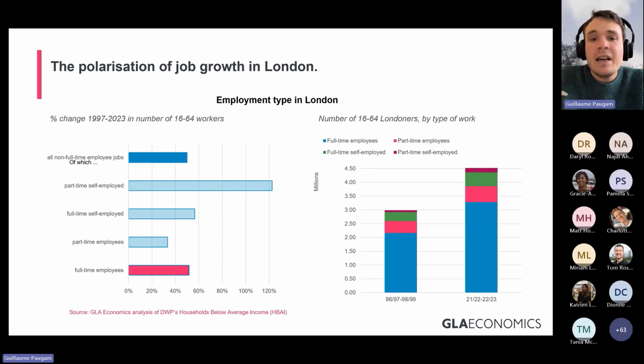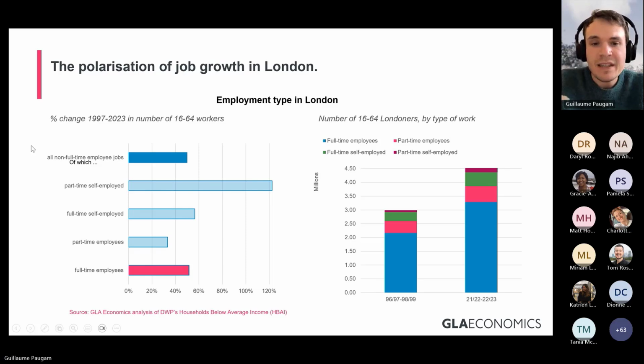Maybe a worrying trend here is that the category that has risen the most in percentage terms is part-time self-employed. And obviously, that's slightly worrying because that accumulates two forms of potential disadvantages in the labor market. But I should also flag that it remains a very marginal form of employment if you look at the number of workers in London.